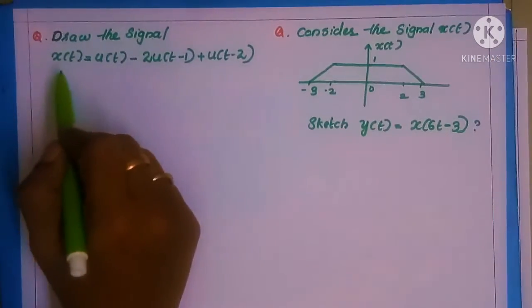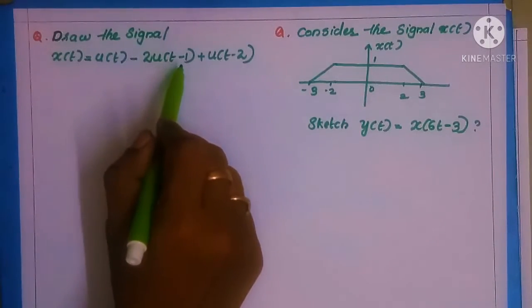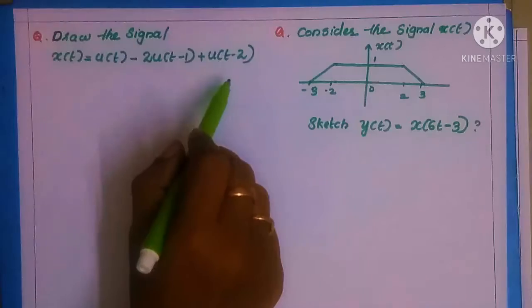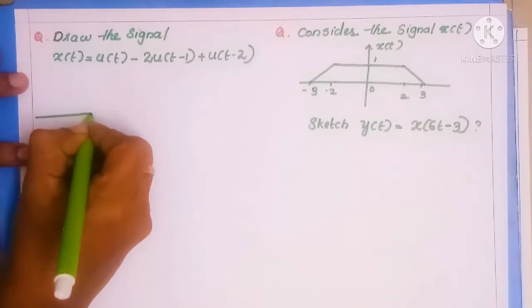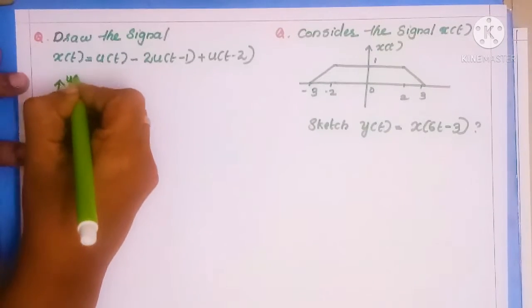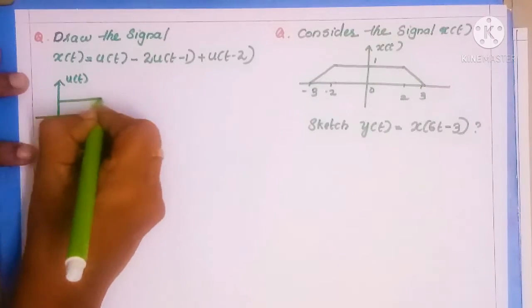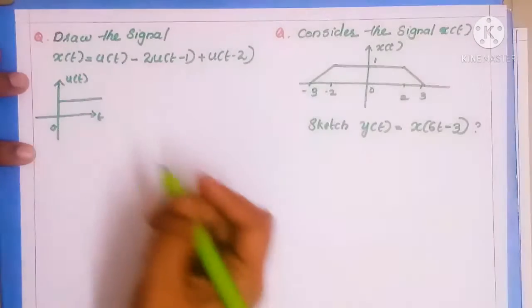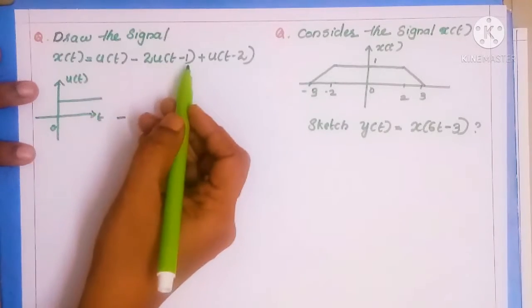Draw the signal x of t is equal to u of t minus 2 into u of t minus 1 plus u of t minus 2. So first, draw u of t. This is u of t, this is t. So this is our u of t signal. Okay. Then minus 2 into u of t minus 1.